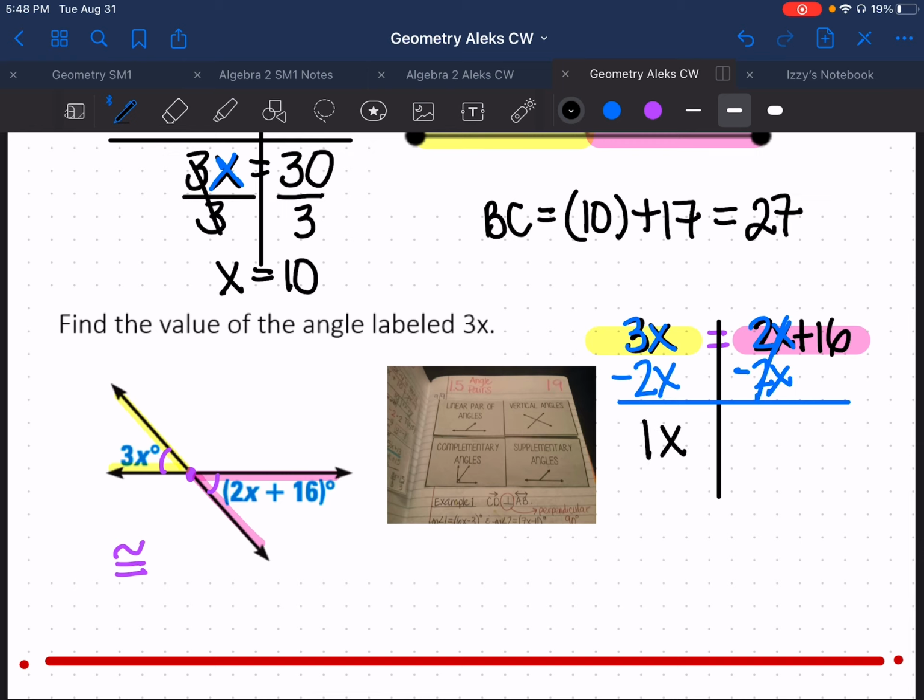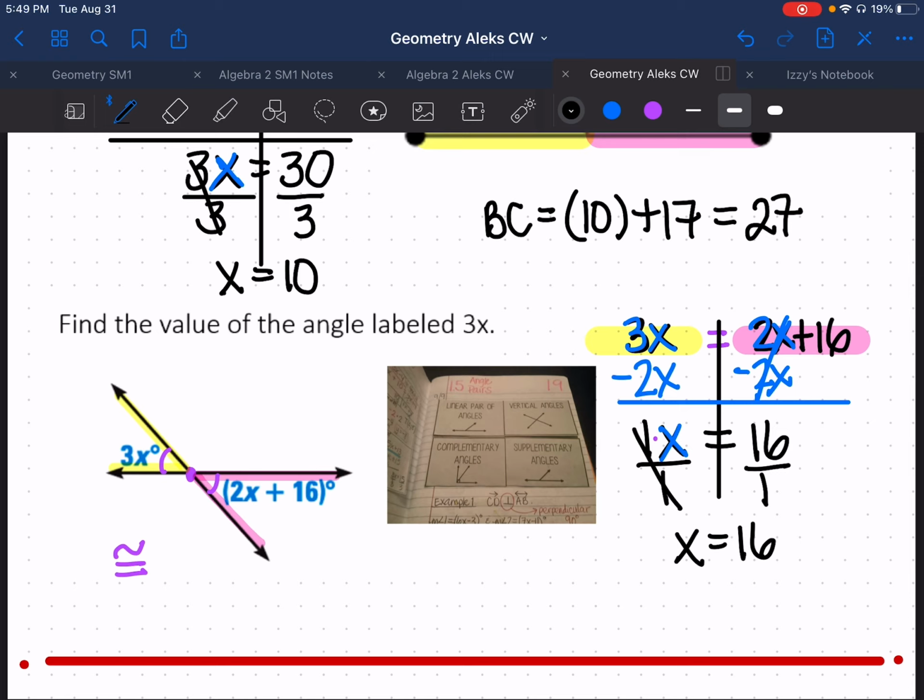Now remember that is 1x. Did I need to put the 1? No, I did not. I could simply say x equals 16. But remember, there is multiplication hiding in there. Boop, there it is. And if I divide by 1, I still get 16. But remember, 1 can also be invisible.